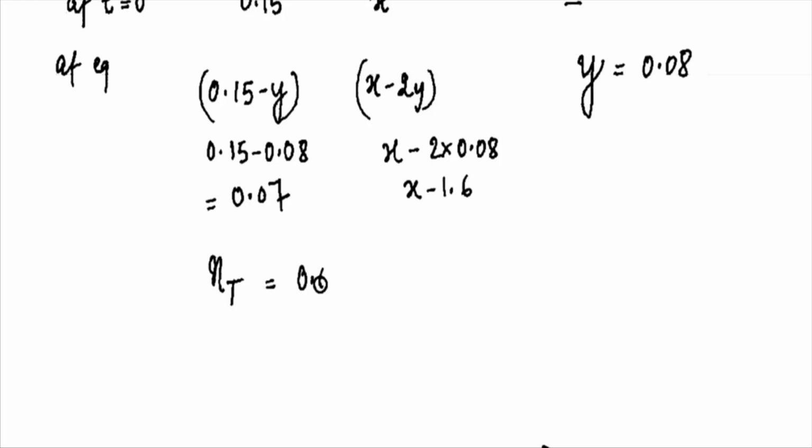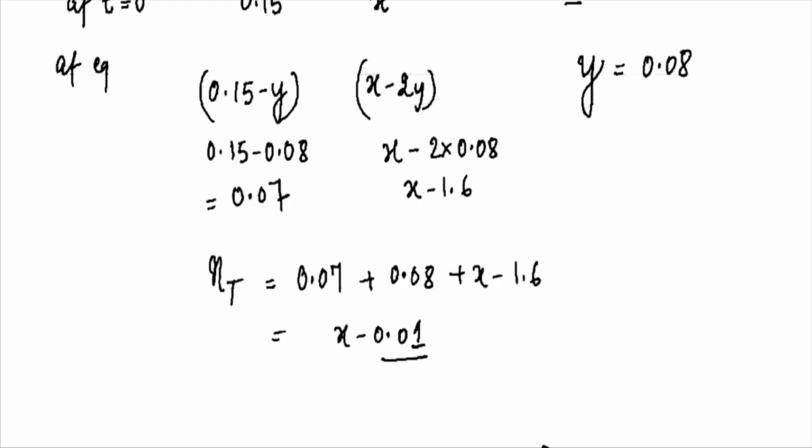Now the total number of moles in this entire reaction can be calculated as NT at equilibrium. So it will be 0.07 plus 0.08 plus X minus 0.16. So this will be equal to a sum total of X minus 0.01, right? Yes. So this much amount of moles is now present.